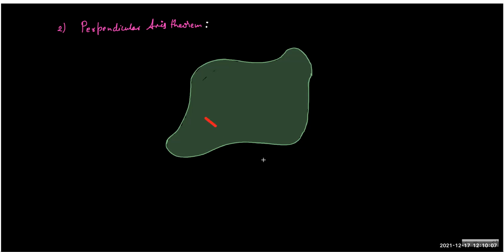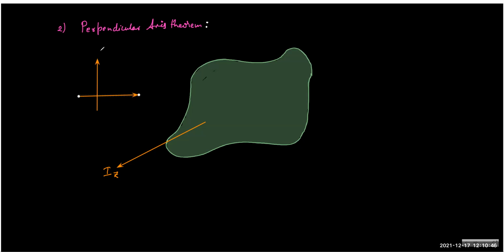Let's draw the line. Let's call this the line which is perpendicular to the plane. So this is your target. This is what you are trying to find. But unfortunately, you may not be knowing the answer. So for the sake of identification, let's call this IZ, like the Z axis. And I'm calling this plane the XY plane.